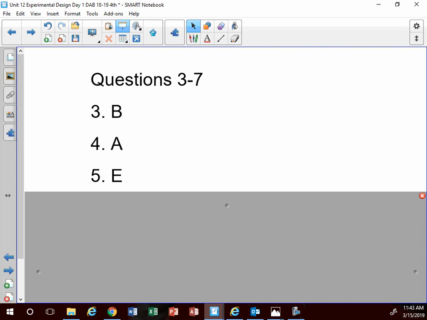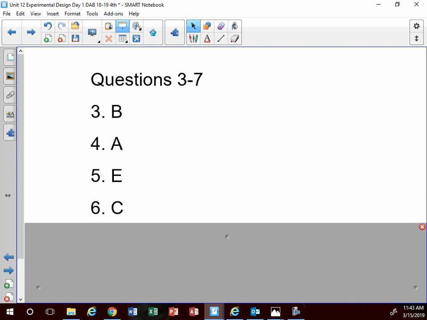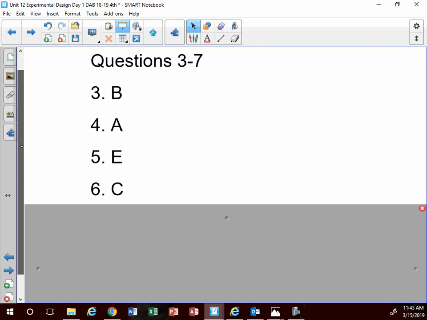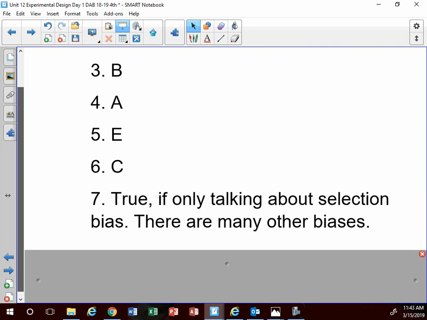6. Good. And then 7, you have to read a little more. False. Okay, you could argue this either way. I'm going to go with true, but that's only if you're talking about selection bias. There are other kinds of bias that exist. So if you read it as eliminating all kinds of bias, then I would take false. Are you going to back it up that way, Pat? Yeah. Okay, perfect.